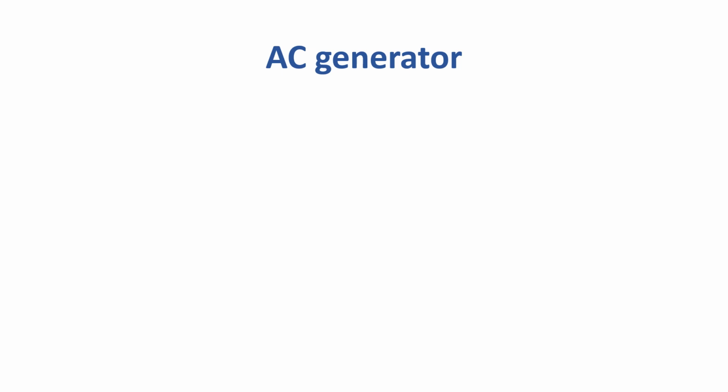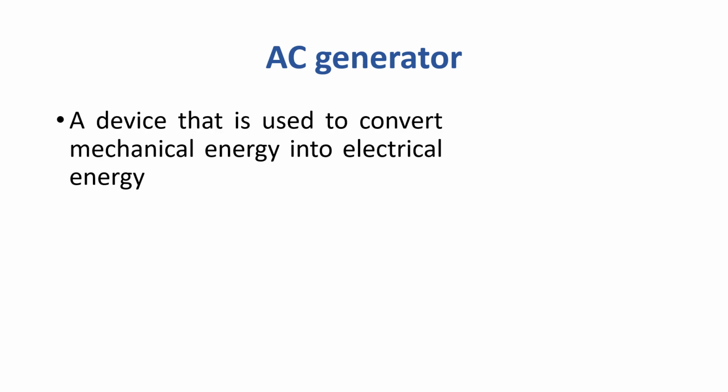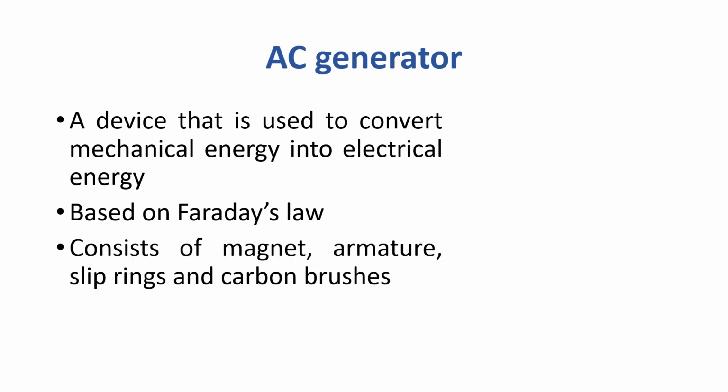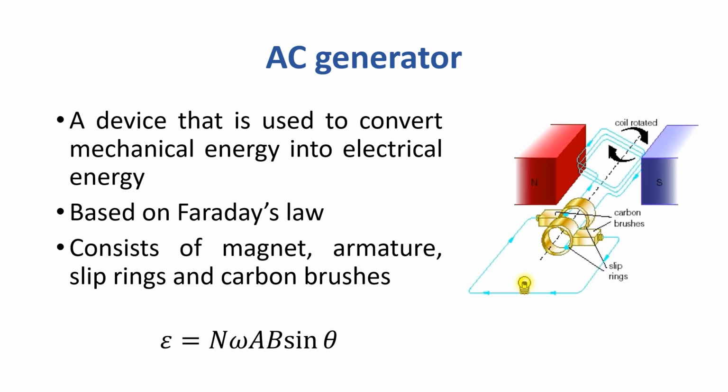Then based on the concepts of induction, we define a practical device which is AC generator. So a device that is used to convert mechanical energy into electrical energy is called AC generator. It is based on Faraday's law of electromagnetic induction. It consists of a magnet, armature, slip rings and carbon brushes. और EMF का जो फॉर्मूला है that is N omega AB sin of theta. इसे एक्सप्लेन मैं करता हूँ.